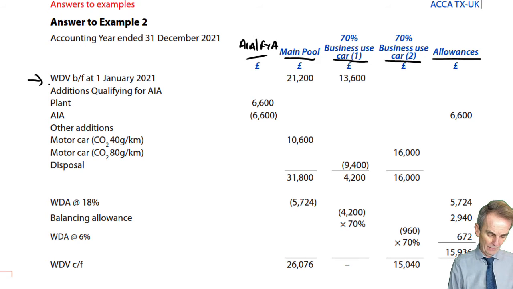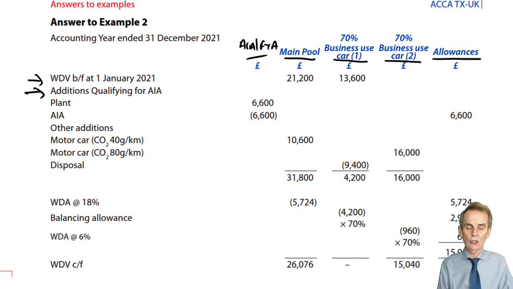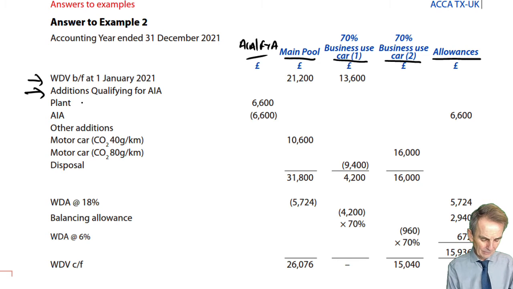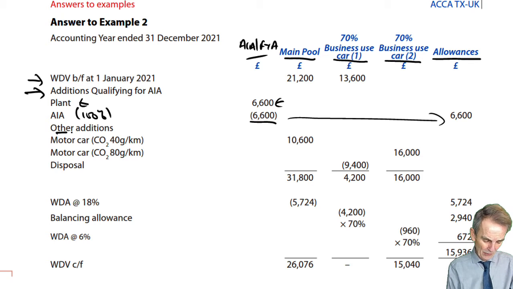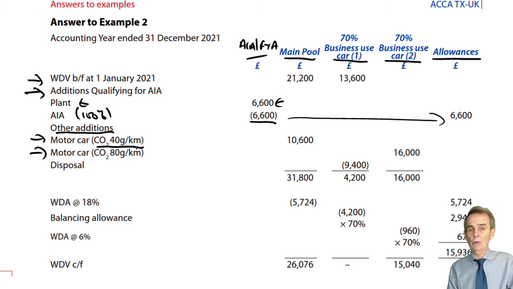Bring forward the balances straight from the question, then of course the additions that do qualify for AIA. Just one item there, the plant, 6,600, and of course we get our 100% AIA, so there's nothing to go into the main pool, all of which is allowances available this period. Then our other additions of the period, i.e. motor cars here. We've got the car with CO2 emissions of 40 grams per kilometre, one that is just routinely used by an employee, therefore that goes into the main pool and will rank for WDA this period in full, available at 18%.